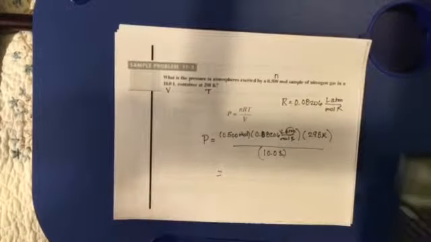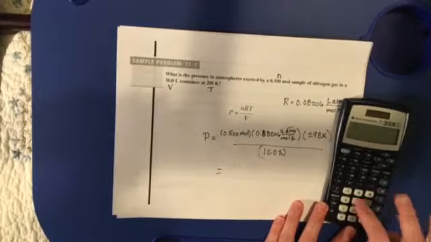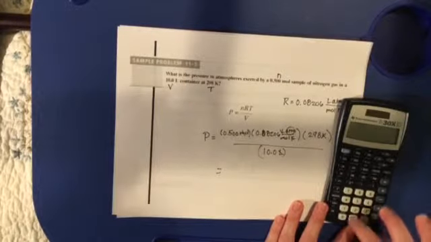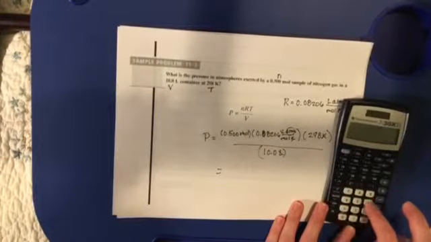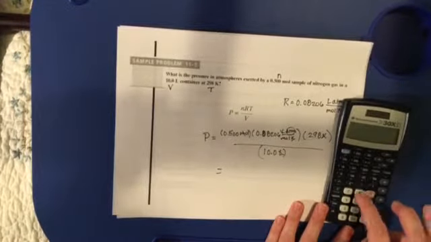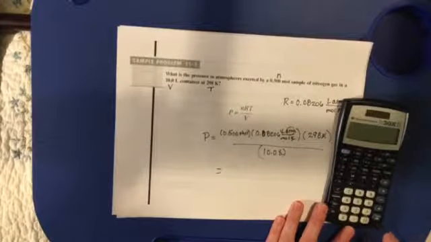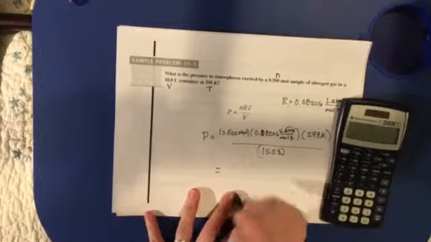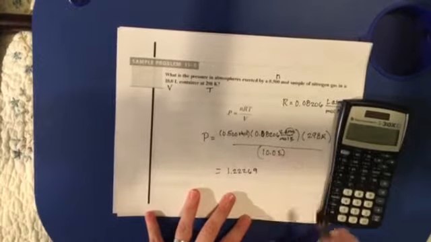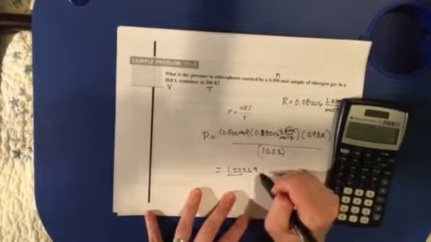So now I just have to make sure I put this in my calculator correctly. So 0.5 times 0.08206 times 298, equal that out, divide by 10, and I get 1.22269, and I want 3 significant figures.